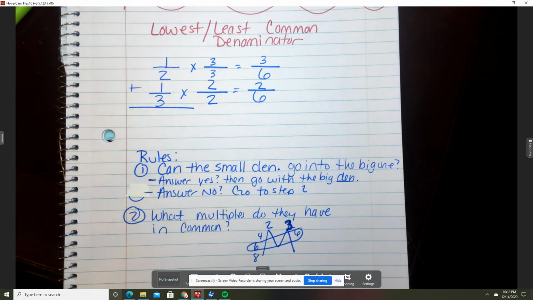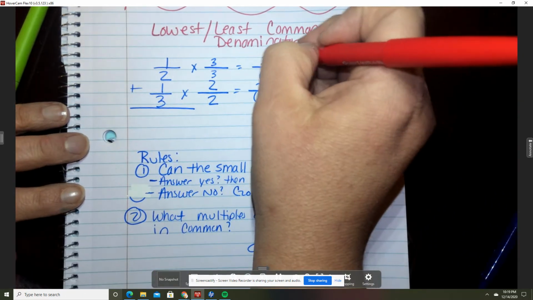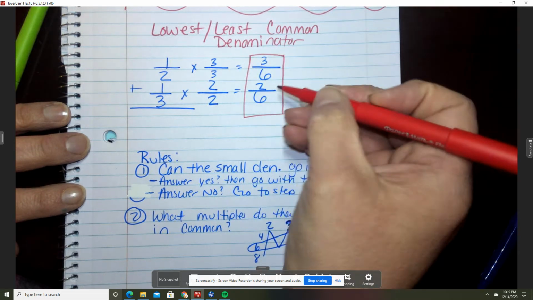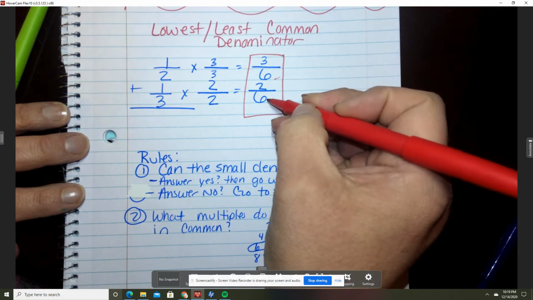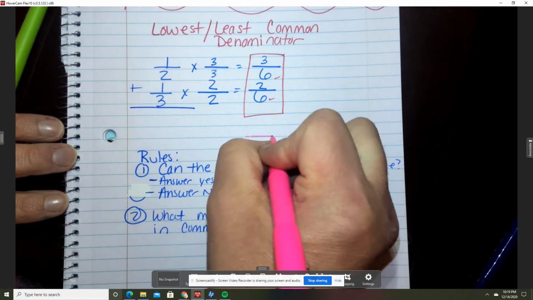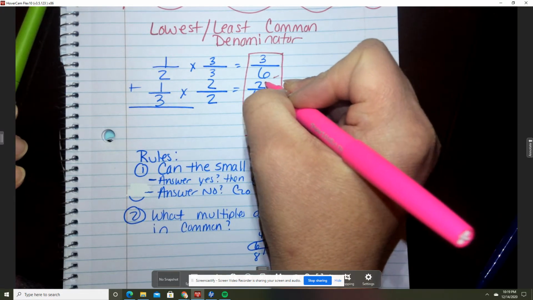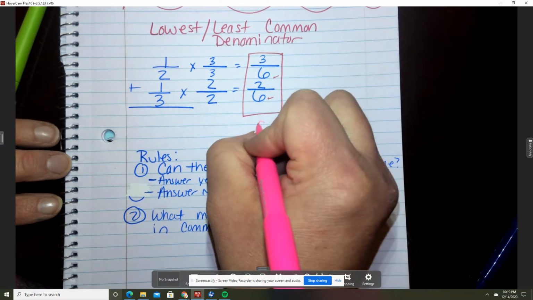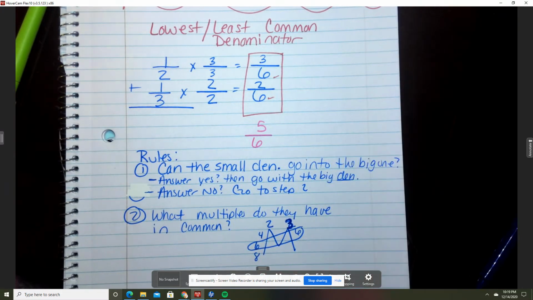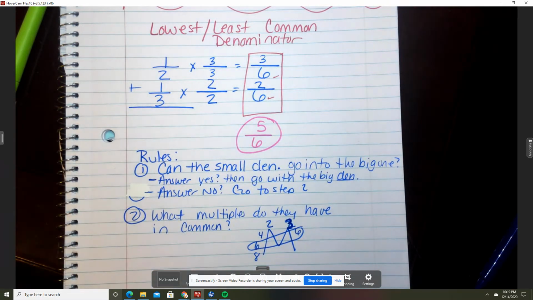And now, y'all, we are ready to add. I have common denominators. Check, check. I am ready to go. So then all you have to do is just add or subtract. 3 plus 2 is 5. Woo! And you are done, because that is the answer to the problem.